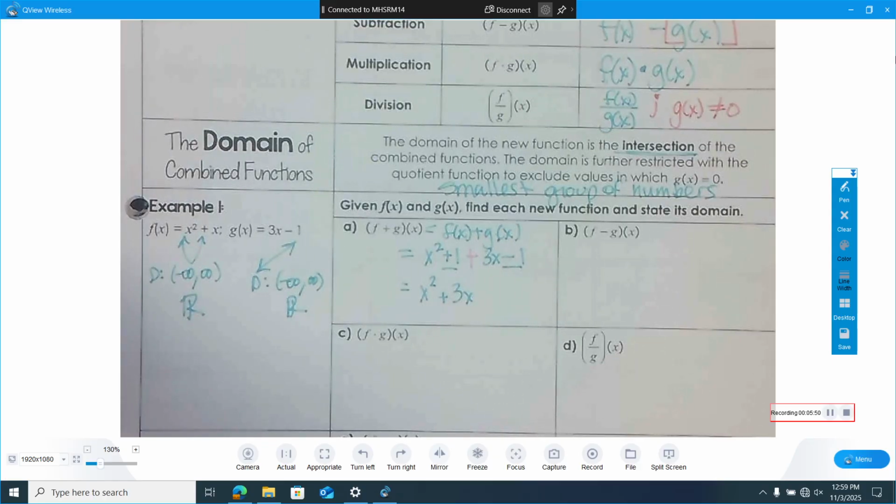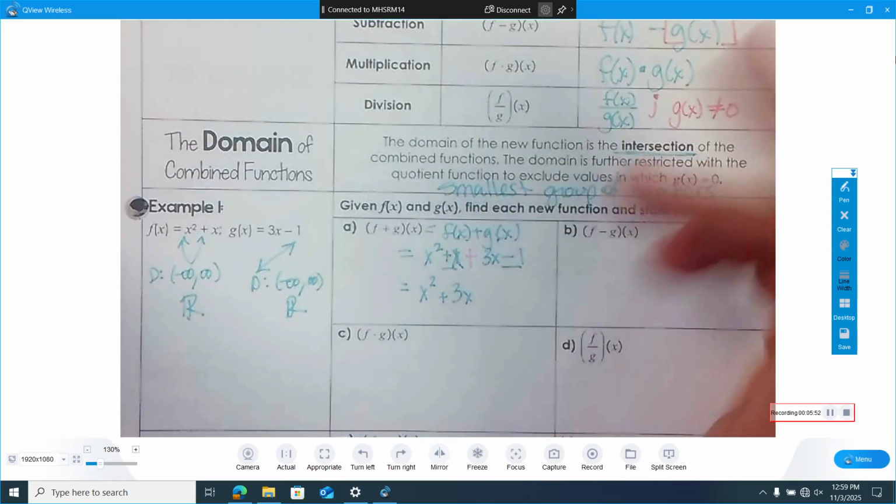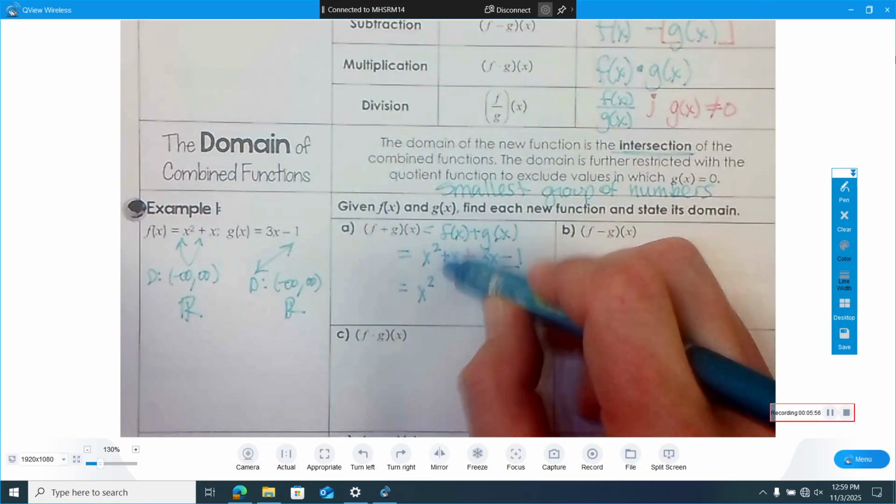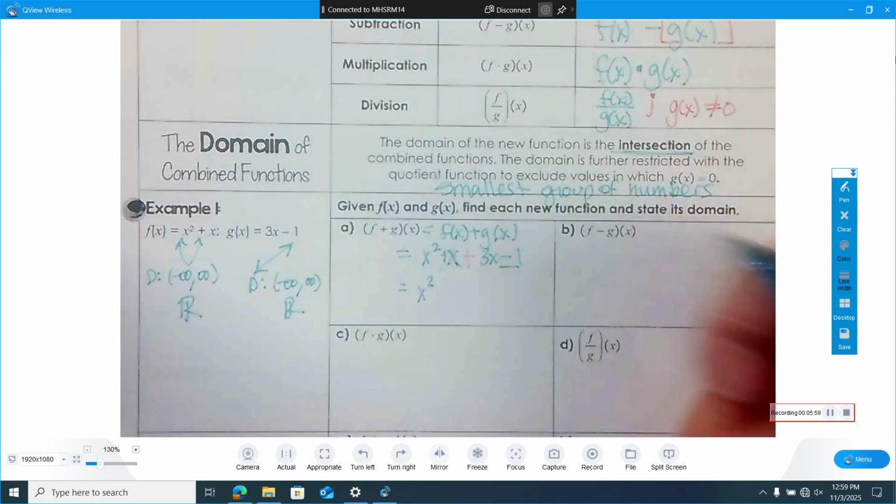Oh, did I forget? Oh, that's not a 1. You're right. Oh, thank you. Oh, shoot. Got my pens erased. That's helpful. Just kidding. Thank you, Brody.